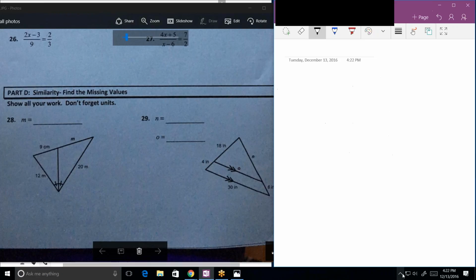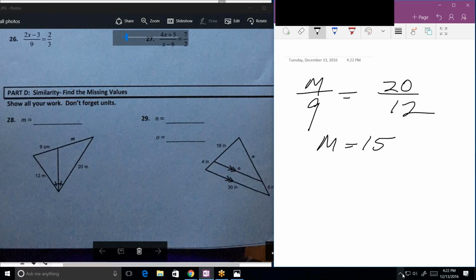And that's not the only ratio that's true. I could also say m is to 9 as 20 is to 12. Again, I don't need to cross multiply. I'm still going to get m that way. Remember, when you're dealing with these kinds of triangles, it's not only the ratio within the triangle that's the same as the ratio within this triangle, but it's the ratio of corresponding parts to the ratio of the other corresponding parts. So either ratio is proper.